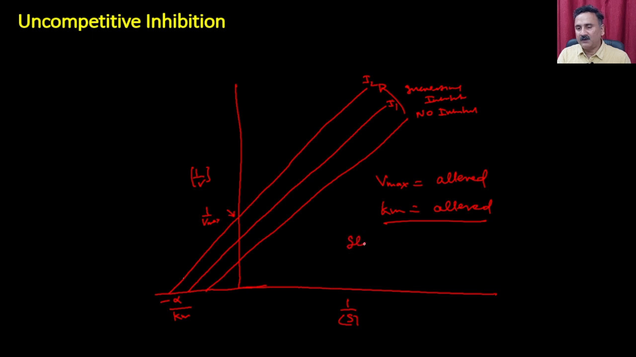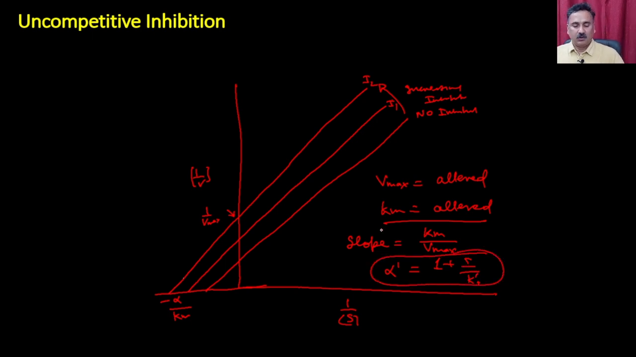The slope of this curve is actually going to be Km by Vmax, and the alpha prime in this case would be 1 plus I by Ki prime, and this is what you have to use. So this is all about the mechanism of the inhibition of the enzyme.